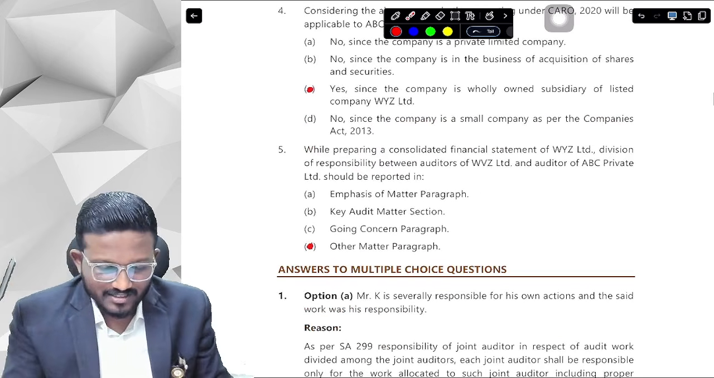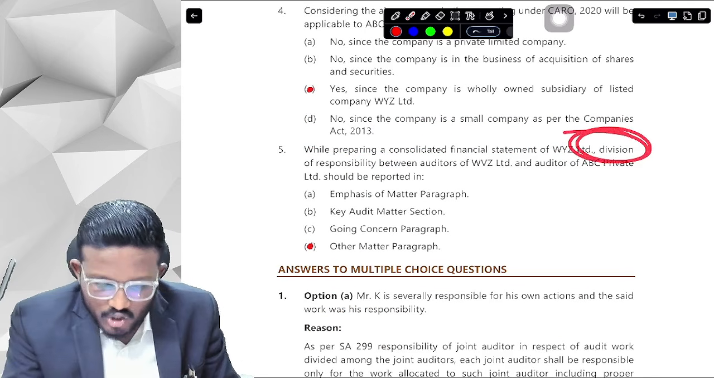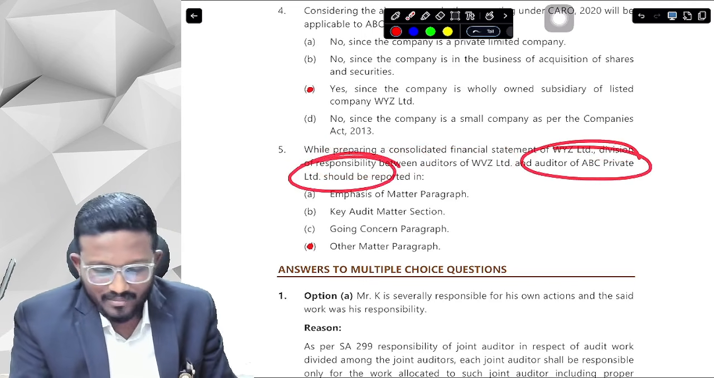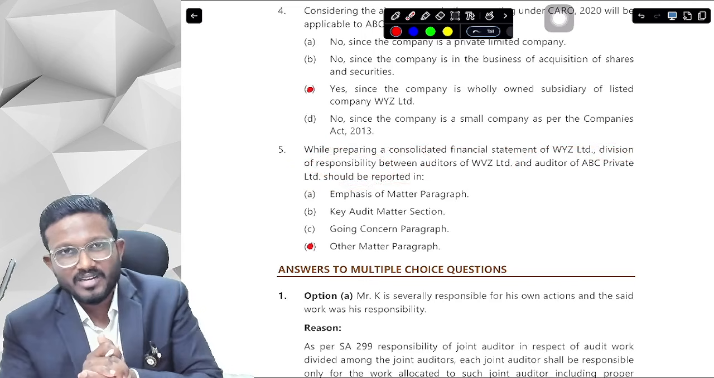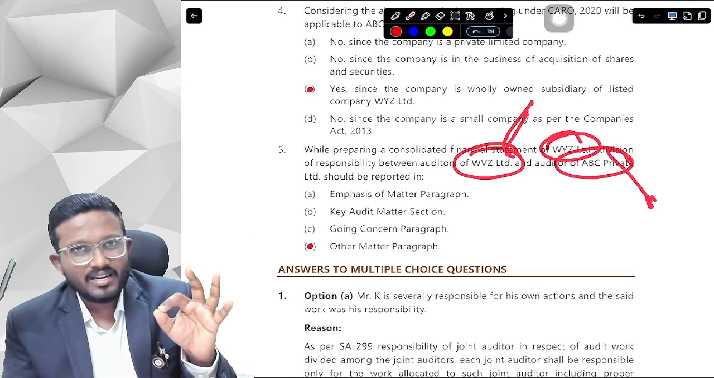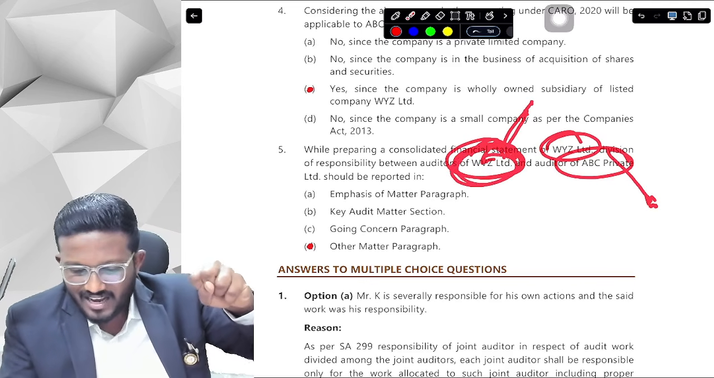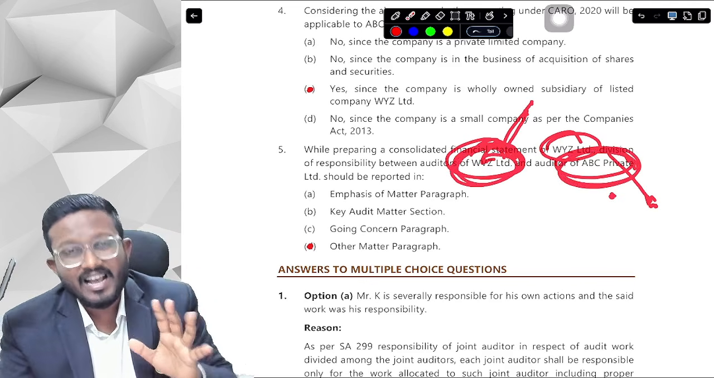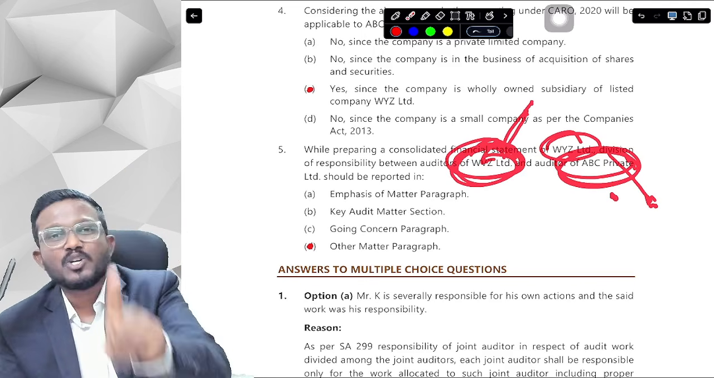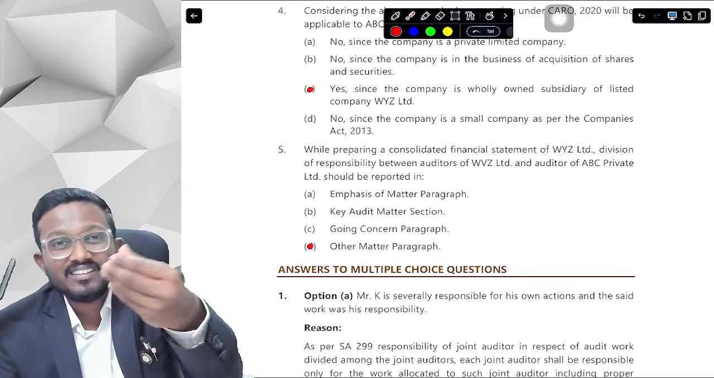Next, last point is, while preparing the consolidated financial statements of this listed company, there was a division of responsibility between the auditors of WYZ Limited and the auditor of ABC Private Limited. Now where should we report this division of responsibility? So basically this is another subsidiary of WYZ Limited, and they both have a division of responsibility. This auditor's responsibility is only this particular entity and this auditor's responsibility is only this particular entity. We have discussed in SA 600. If you want to give your division of responsibility, that should be mentioned under the other matter paragraph because it is relevant to users' understanding of the auditor's responsibility.